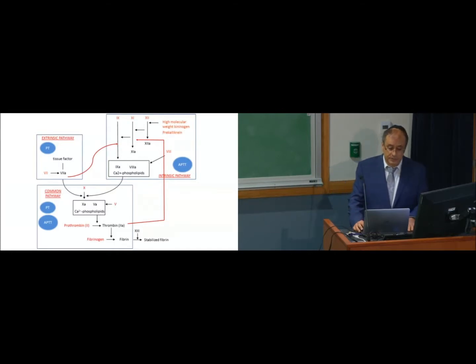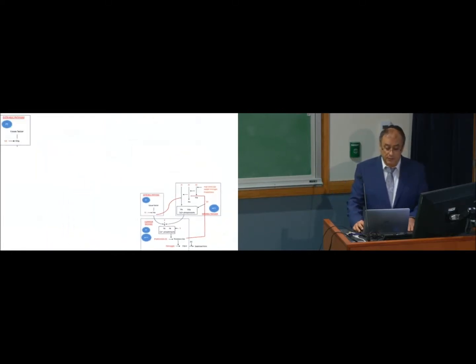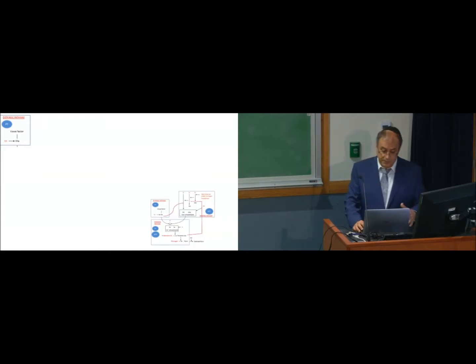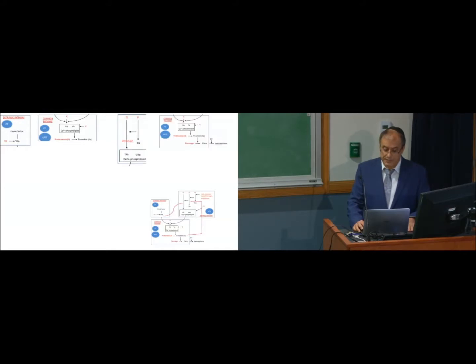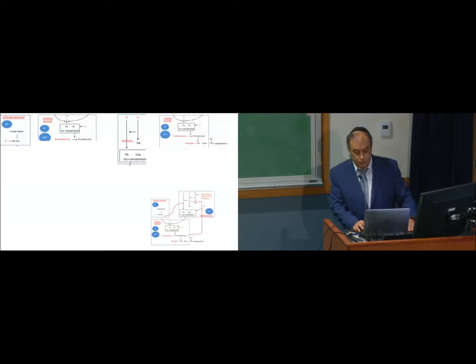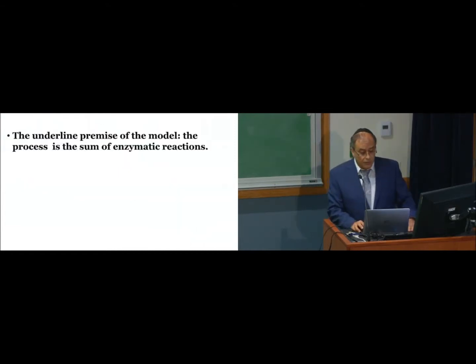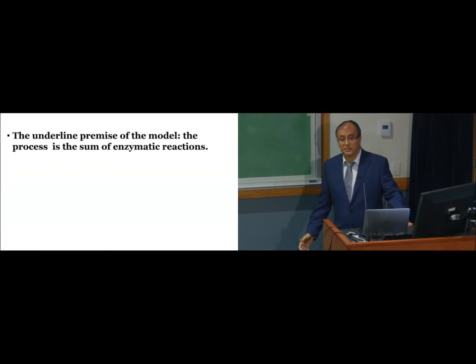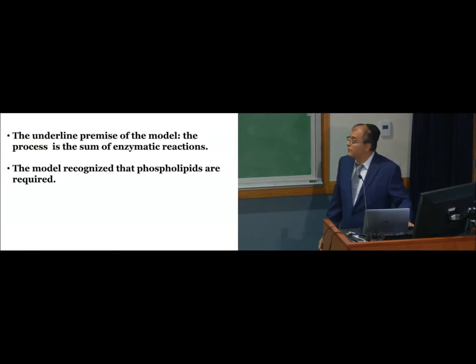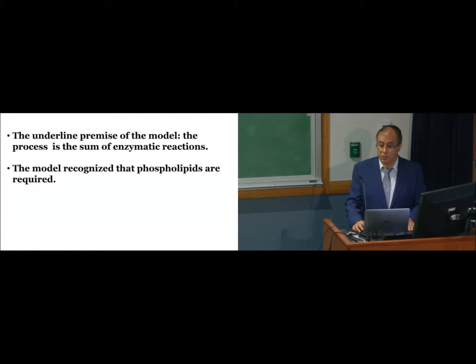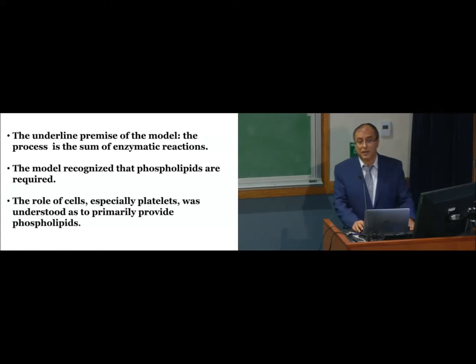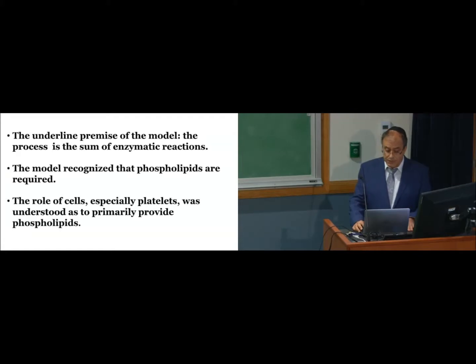And they then suggested rearranging the model from its Y-shaped order to one that proceeds in tandem: extrinsic, then common pathway to thrombin, then intrinsic, and then the entire common pathway to clot formation. But what would steer the enzymatic reaction in the proposed sequence? Well, the model suggests that the coagulation process is a sum of enzymatic reactions. The model does recognize that negatively charged phospholipids are required for the proper assembly and function of coagulation complexes. And the role of cells, especially platelets, was understood as providing these negatively charged surfaces.